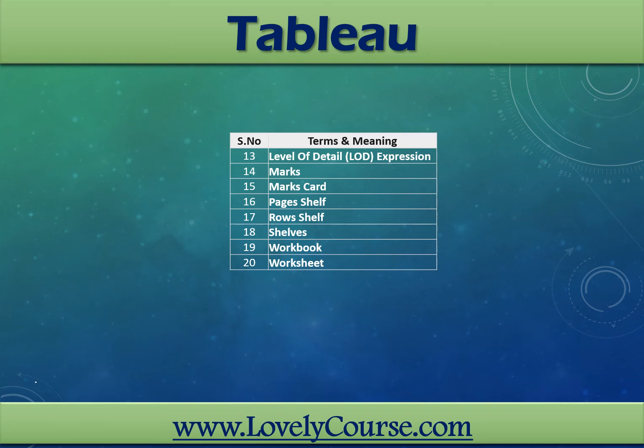Number 13, Level of Detail Expression, LOD. A syntax that supports aggregation at dimensionalities other than the view level. With the level of detail expressions, you can attach one or more dimensions to any aggregate expression. Number 14, marks. A part of the view that visually represents one or more rows in a data source. A mark can be, for example, a bar, line, or square.